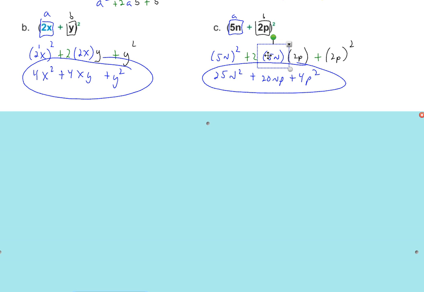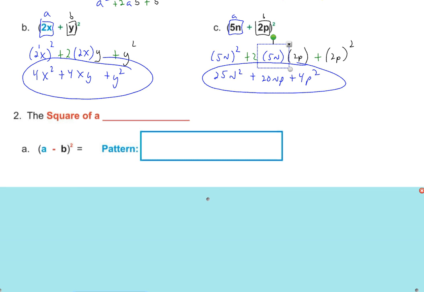5N times 5N, 25N squared. Again, you're not applying the exponent properly if you're not getting that. 2 times 5 is 10 times 2 is 20. So you got the 20 there. And 2p squared. 2 squared p squared is 4p squared. All right. Whatever. It is what it is.